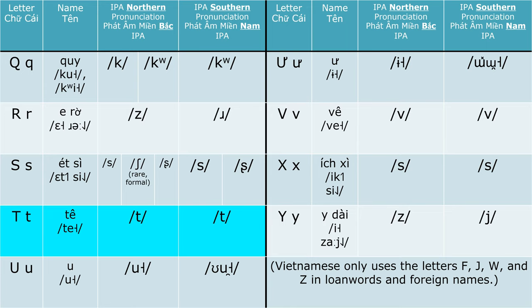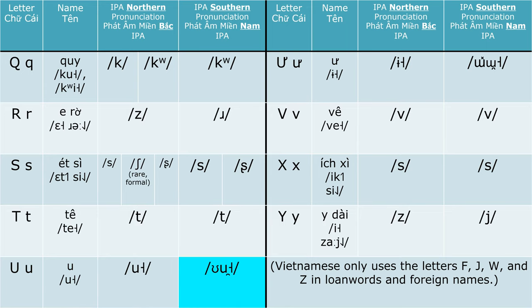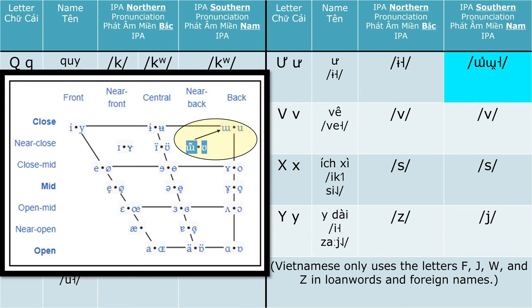T, U. In Southern Vietnamese, U is pronounced less like U and more like O. Ư. In Southern Vietnam, U with a horn is pronounced more like U and less like Ư. For those savvy with IPA, I've attached an IPA vowel chart. You can see the beginning sound in the Southern accent is an unrounded ooh.